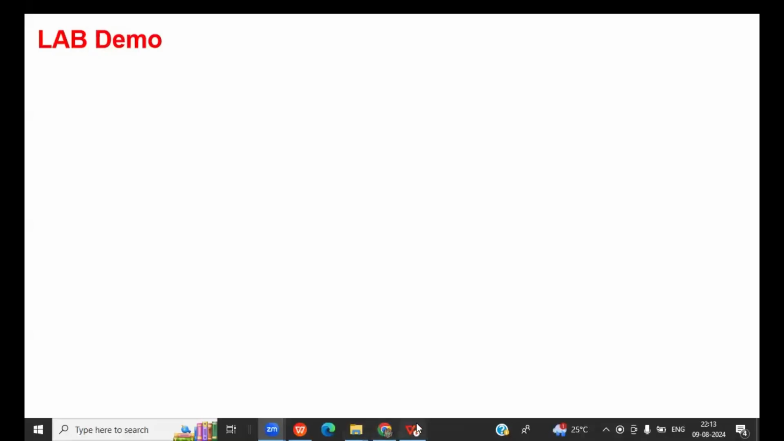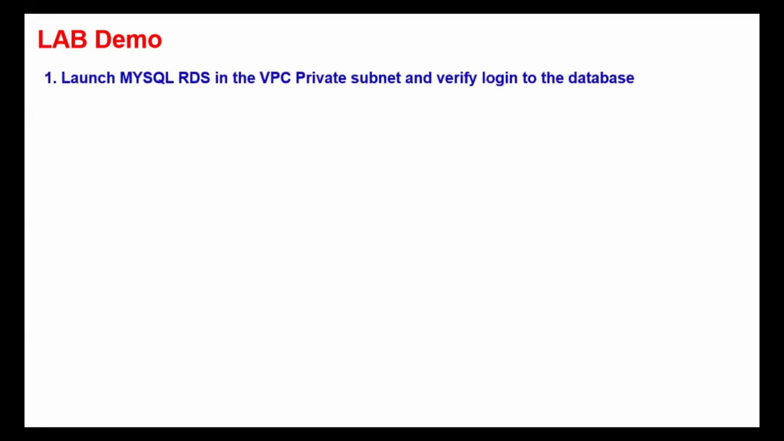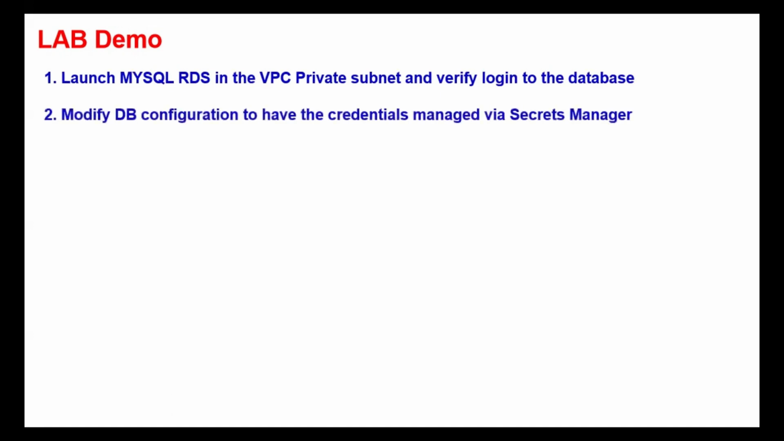Now let us directly jump into the lab demo, where we will see the various steps involved in order to use the Secrets Manager service. So these are the instructions that we will follow for the lab demo. First, we will go ahead and launch a MySQL RDS in the VPC private subnet, and then we will verify the normal login to the database from the web server, right? And then we will modify the DB configuration to have the credentials managed via the Secrets Manager.